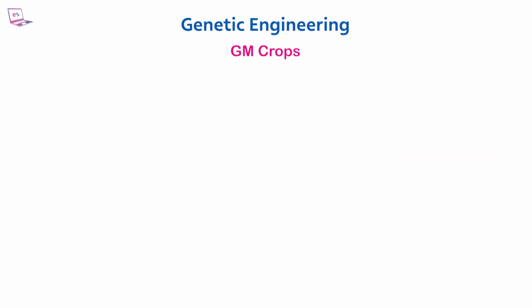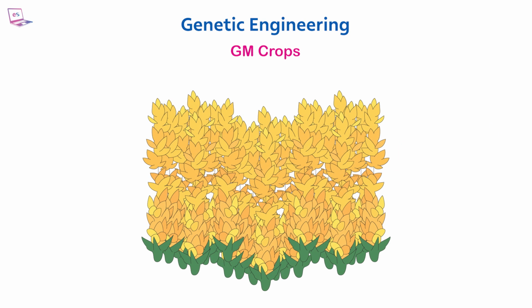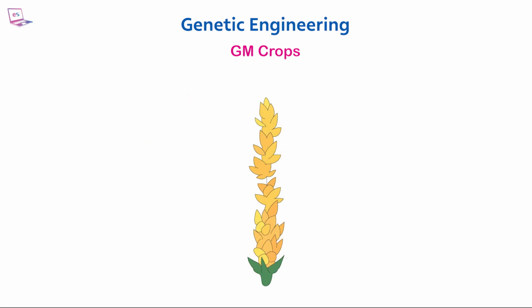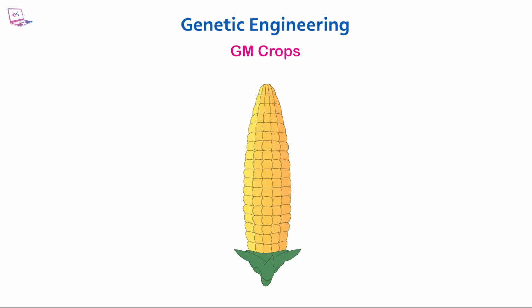GM crops. Plant crops can be influenced by genes and environment. The environment influences the leaf size and height of a plant. The size of a fruit depends both on genes and the environment. Resistance to frost is a genetic factor.